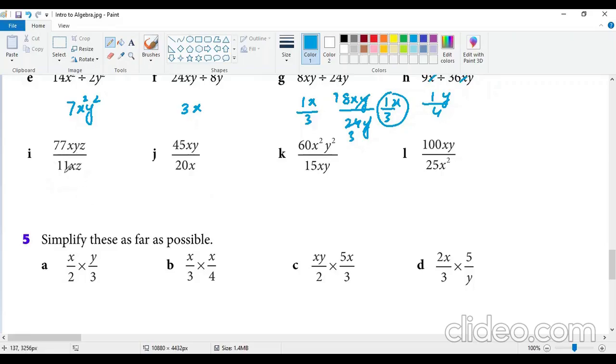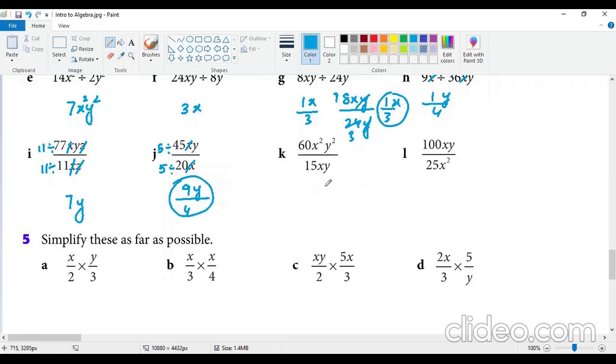Now 11 times both are divided by 11. It's going to give us a 7. X will be cancelled with x. Z will be cancelled with z. So y is going to be your answer. 7y is going to be your answer. In here, both the numbers can be divided by 5 first and see what happens. X will be cancelled with x. 5 times 9 is a 45, and 5 times 4 is going to be a 20. So this is going to be your final answer.